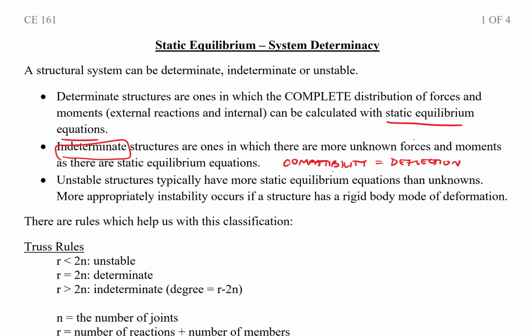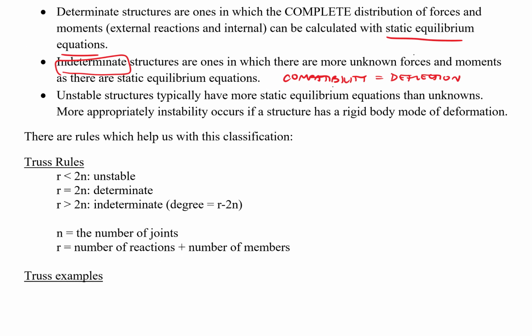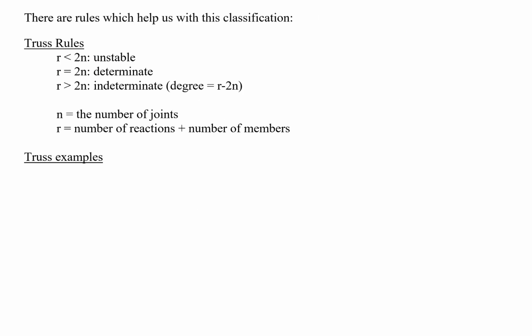So let's remind ourselves of the rules for trusses. We have an R and a 2n, and depending on their relationship, we have unstable, determinate, or indeterminate structures. So n is the number of joints, R is the number of reactions, and m is the number of members. And the way to remember these equations, if we take a look at an example, I have a truss with a pin and a roller.